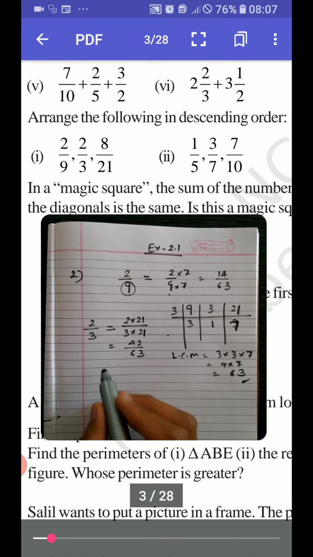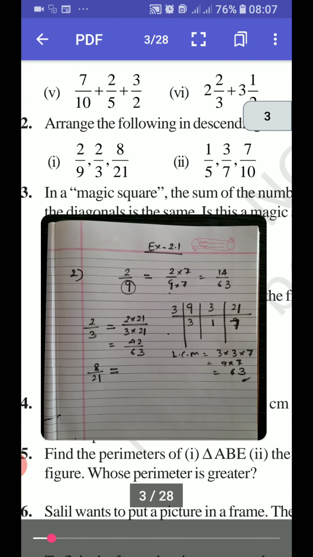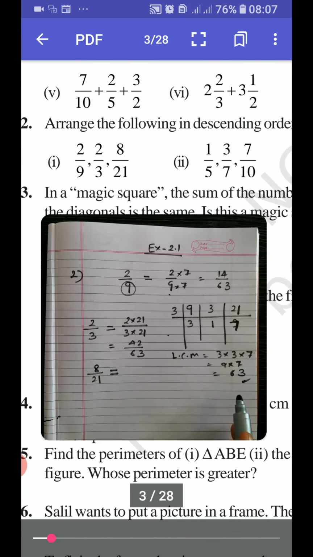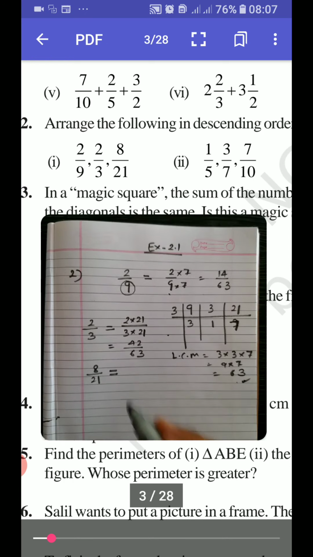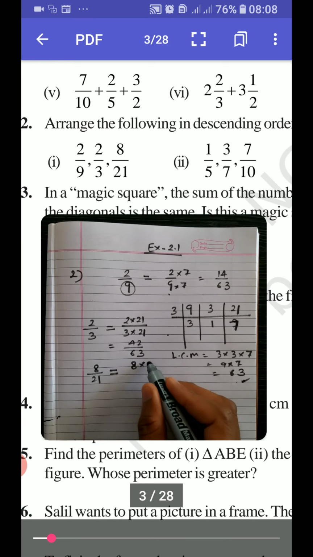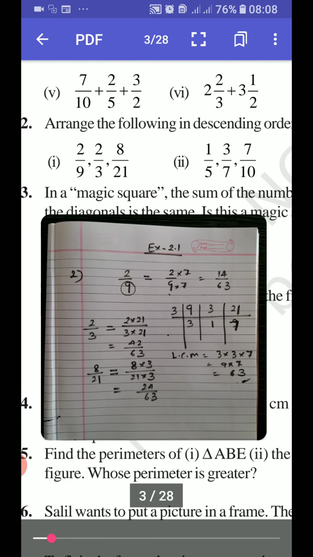The same way, 8 upon 21 equals: you will divide this LCM, 63, by 21. 21 threes are 63, therefore 8 and 21 will be multiplied by 3, equal to 24 upon 63, right?